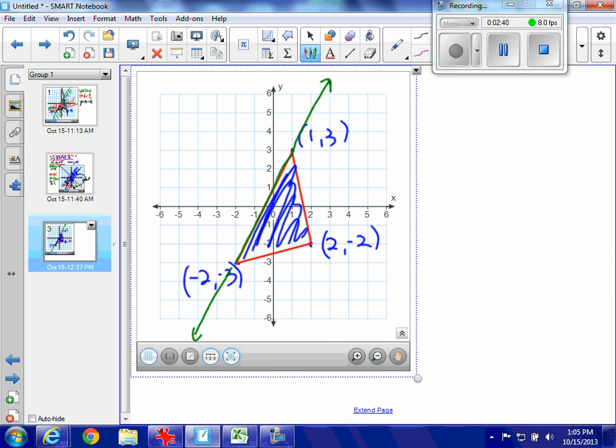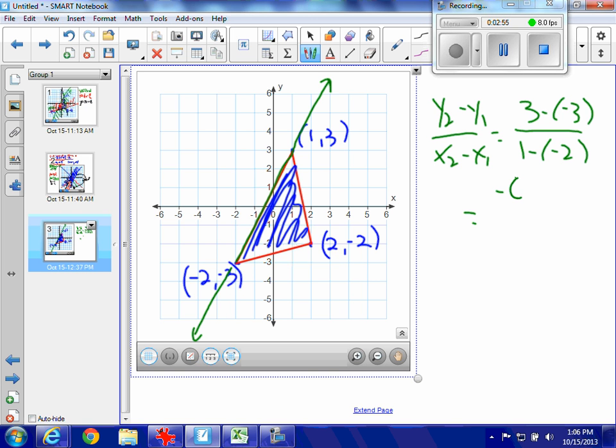Well, y2 minus y1 over x2 minus x1. That would be 3 minus -3 divided by 1 minus -2, which is equal to -6 over -3, which is equal to +2. Is that right? Yeah, okay, that looks about right. I have a slope of +2. I go up 2 over 1, up 2 over 1. That seems to be working. So I'm pretty happy with the slope of that line.